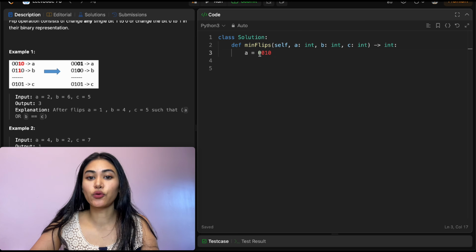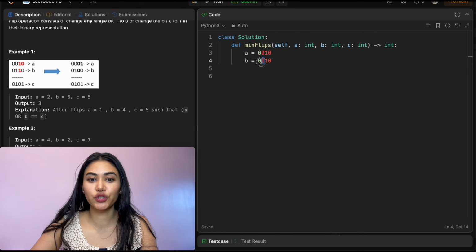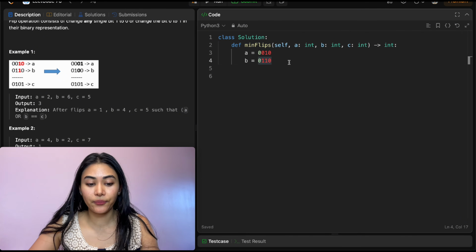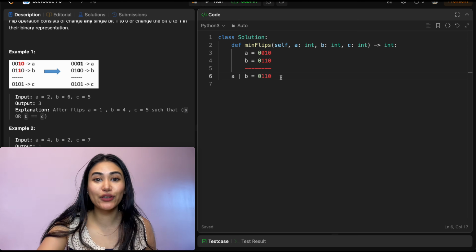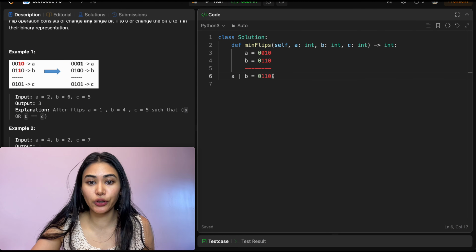So A in binary is going to be 0, 0, 1, 0. B is going to be 0, 1, 1, 0. That's just 4 plus 2 to make 6. So what is A or B? A ORed with B is just going to be every single bit ORed together. So 0 ORed with 0 is going to be 0. 1 ORed with 1 is 1.